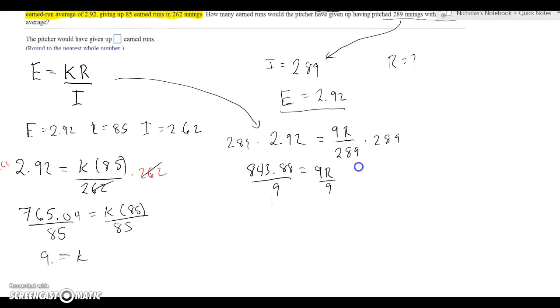And we get 93.76444 equals R. Now it says round to the nearest whole number because we can't give up 0.7. So the number of runs that person would have given up would be 94.